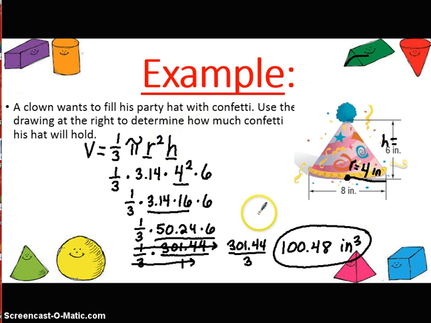And you could restate as the answer. The clown will need 100.48 cubic inches of confetti to fill his hat.